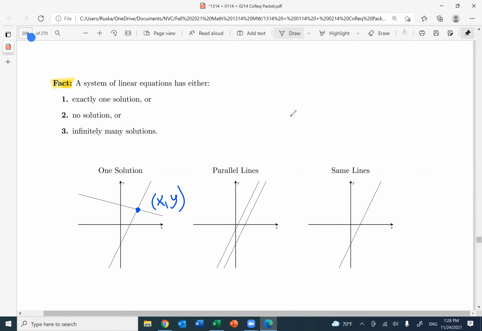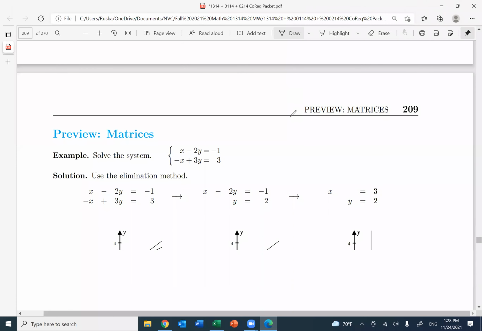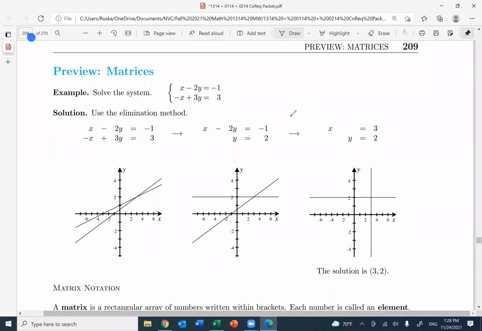And then here we're going to review matrices also, because one of the methods of solving is by elimination. So how do you solve by elimination?